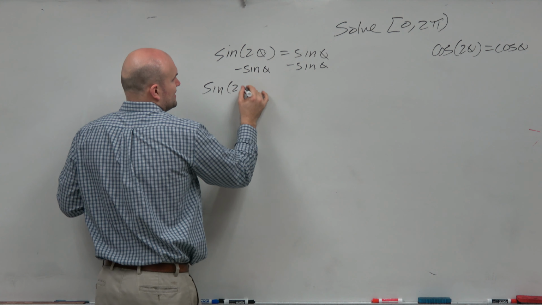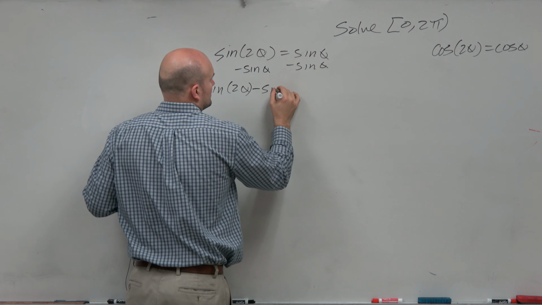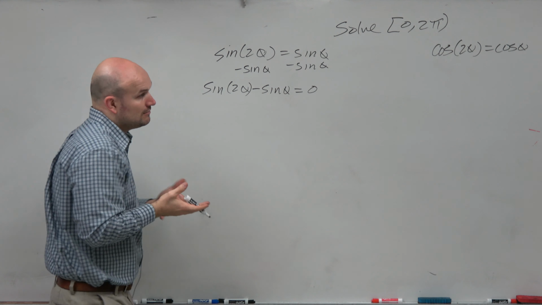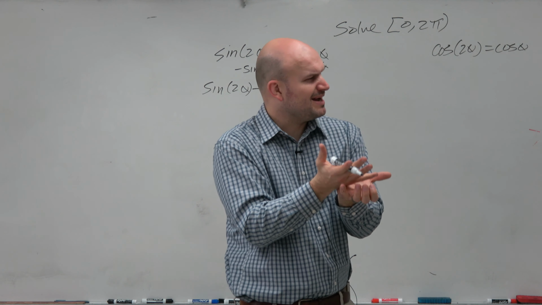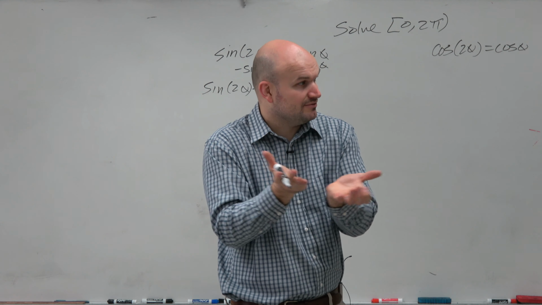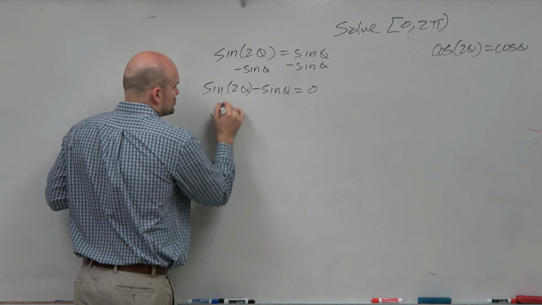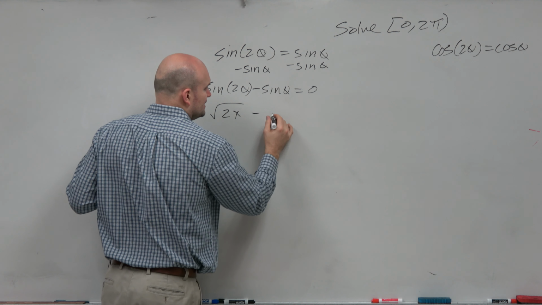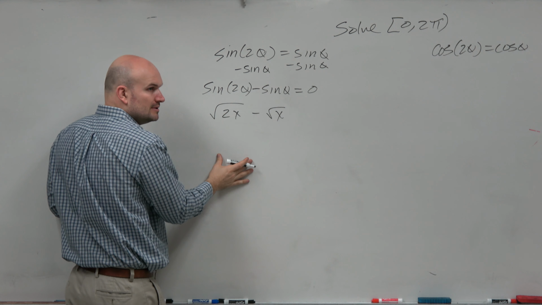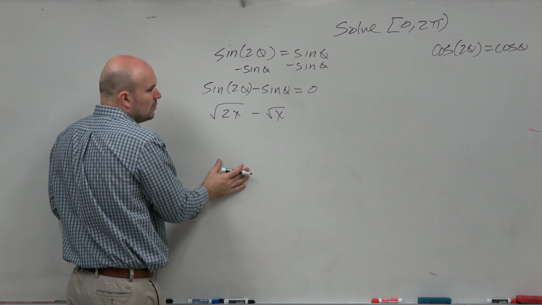So we have sine of 2 theta minus the sine of theta equals 0. Now, typically, we'd like to combine these. But we recognize these are not the same function or the same angle. We can't combine them. It's kind of like square root of 2x minus the square root of x. They don't have the same radicand, so you can't combine them, right? So, what do we do?